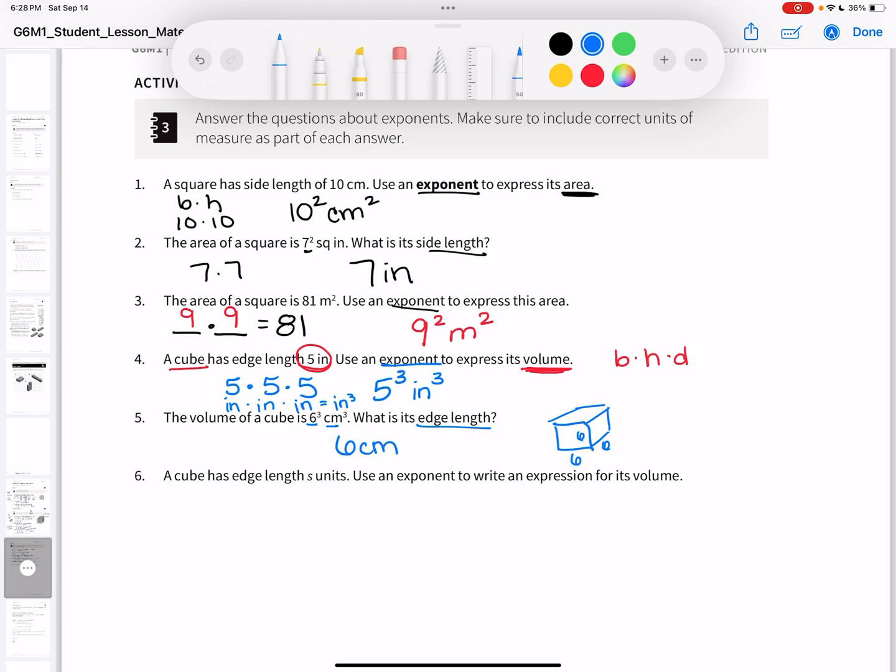A cube has an edge length S units. Use an exponent to write an expression for its volume. Well, that would be S times S times S. So that would be S cubed units cubed, because we don't know what the units are. So it'd be S cubed units cubed.